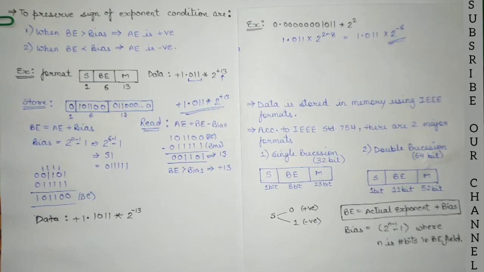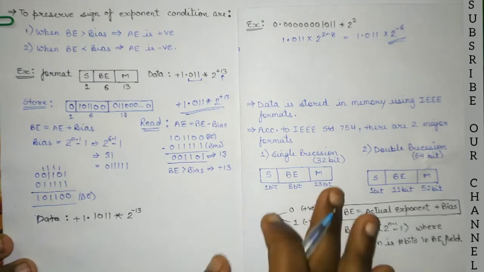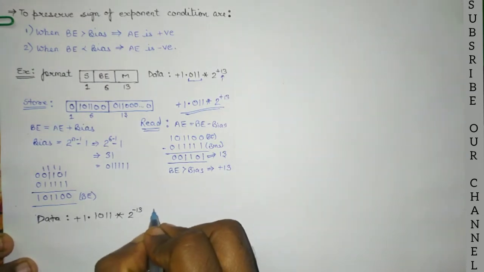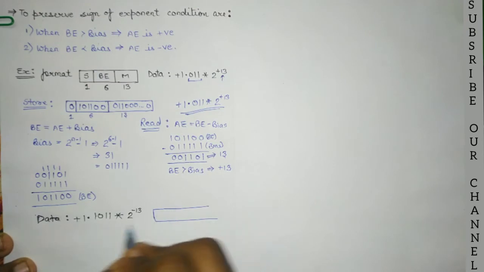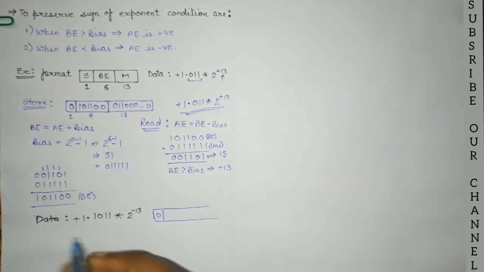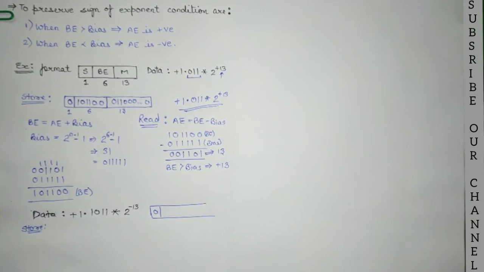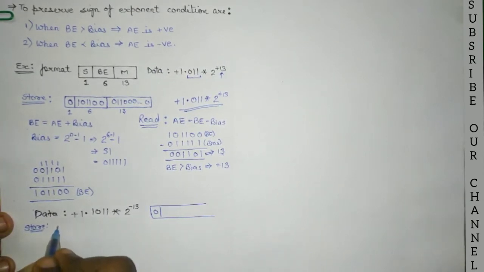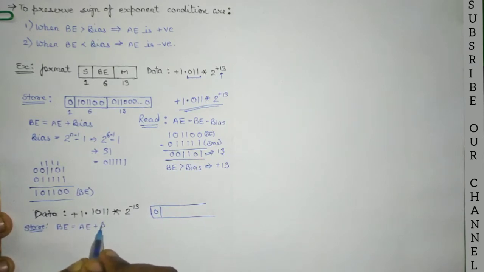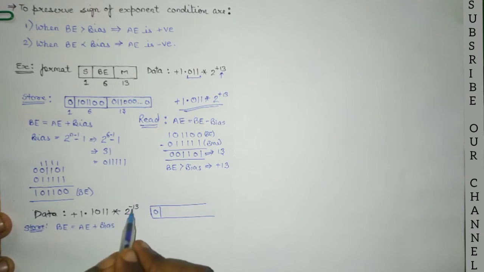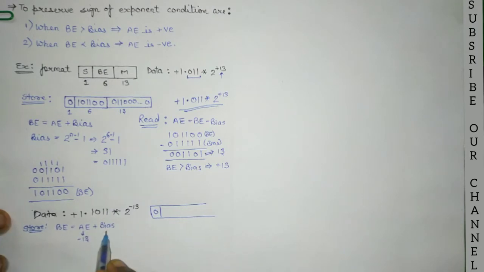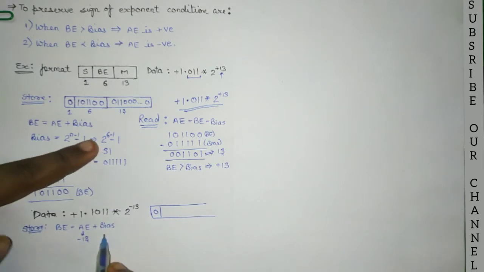So again, what we have to do, we have to store it first. To store it, first of all, you need the sign. Sign is positive, that means it is 0, no issue with that. So whenever we are storing this particular value, we have to make sure that we calculate BE first. BE is nothing but the actual exponent plus bias, right? So actual exponent is how much? Minus 13. Actual exponent is minus 13, and we can easily calculate the bias. Bias is the same as 31. We have calculated it over here.